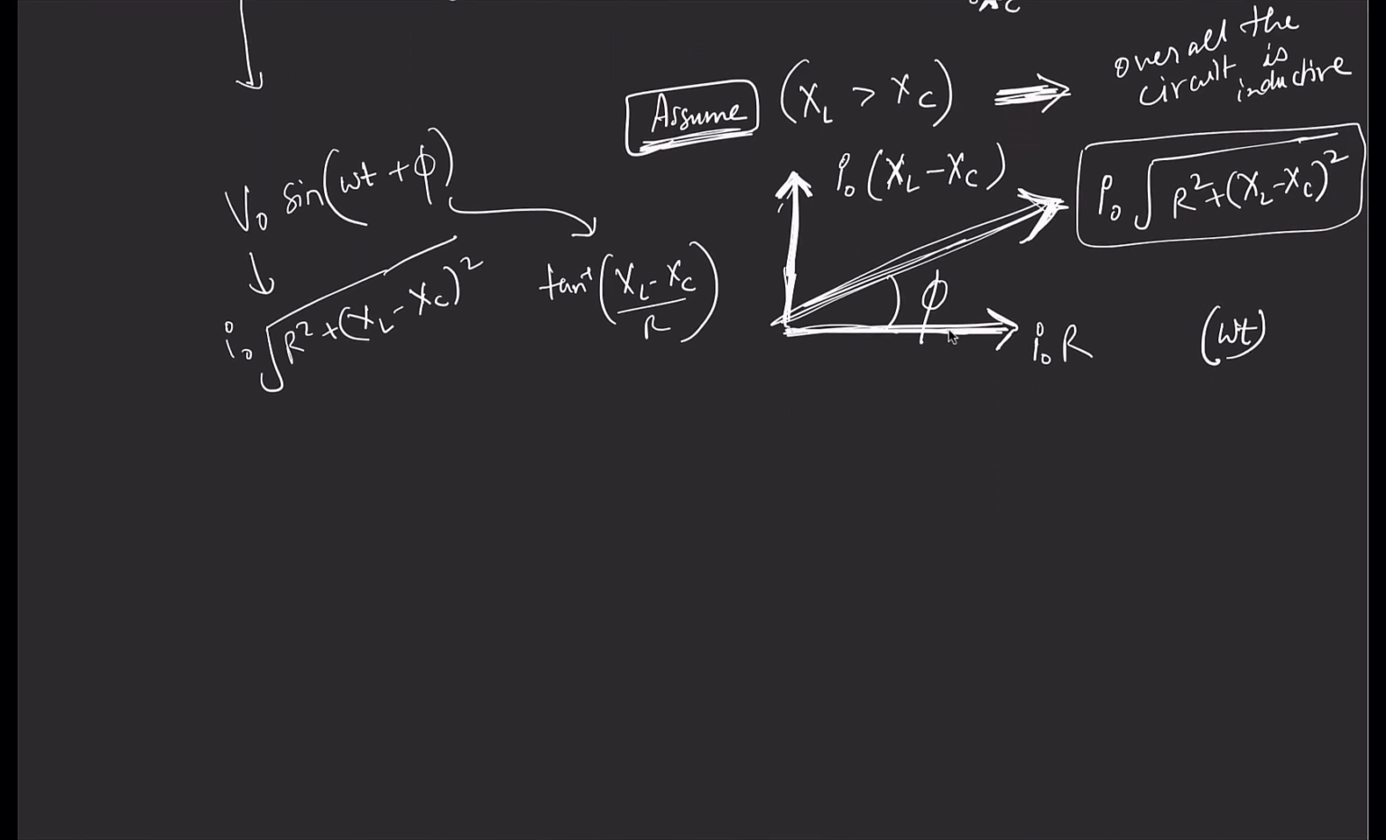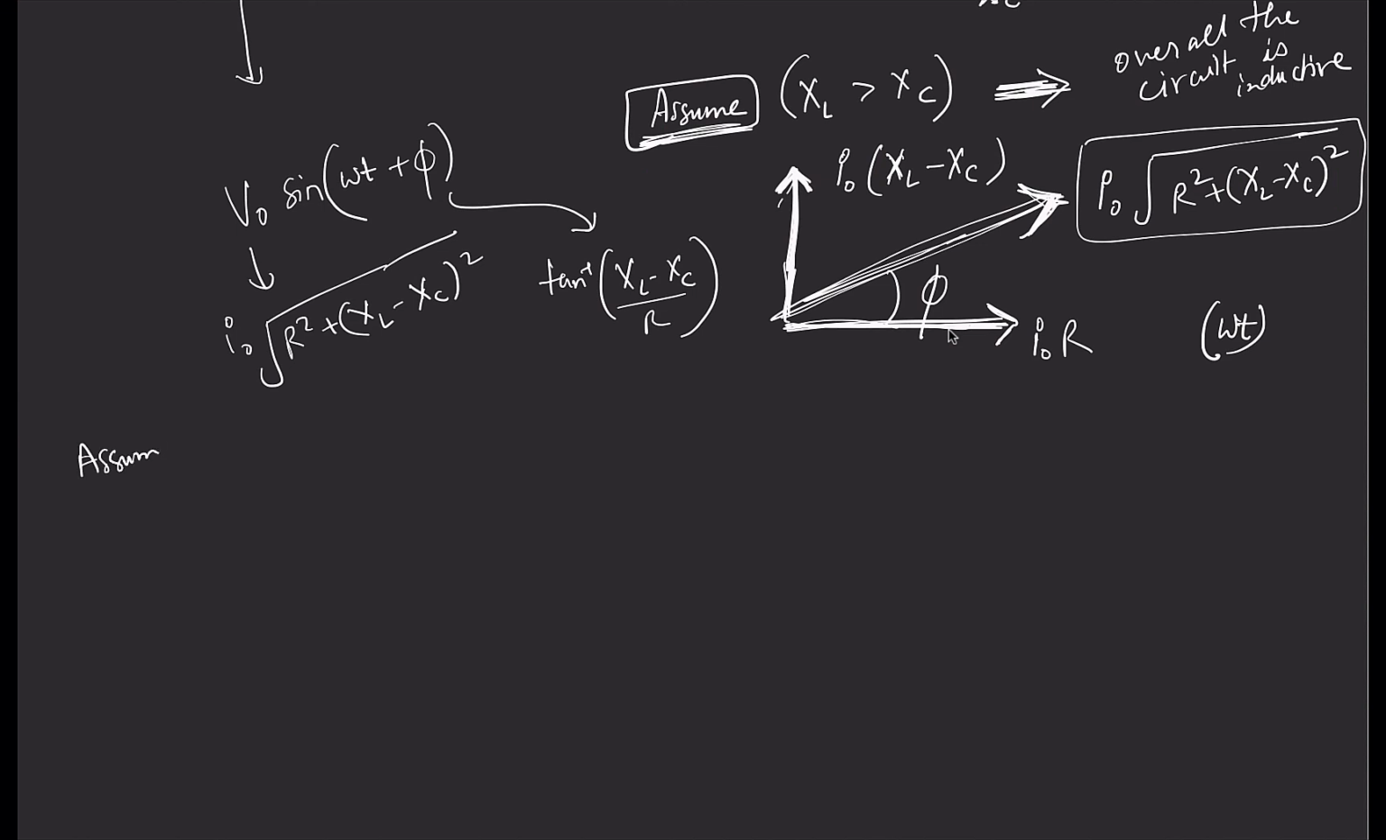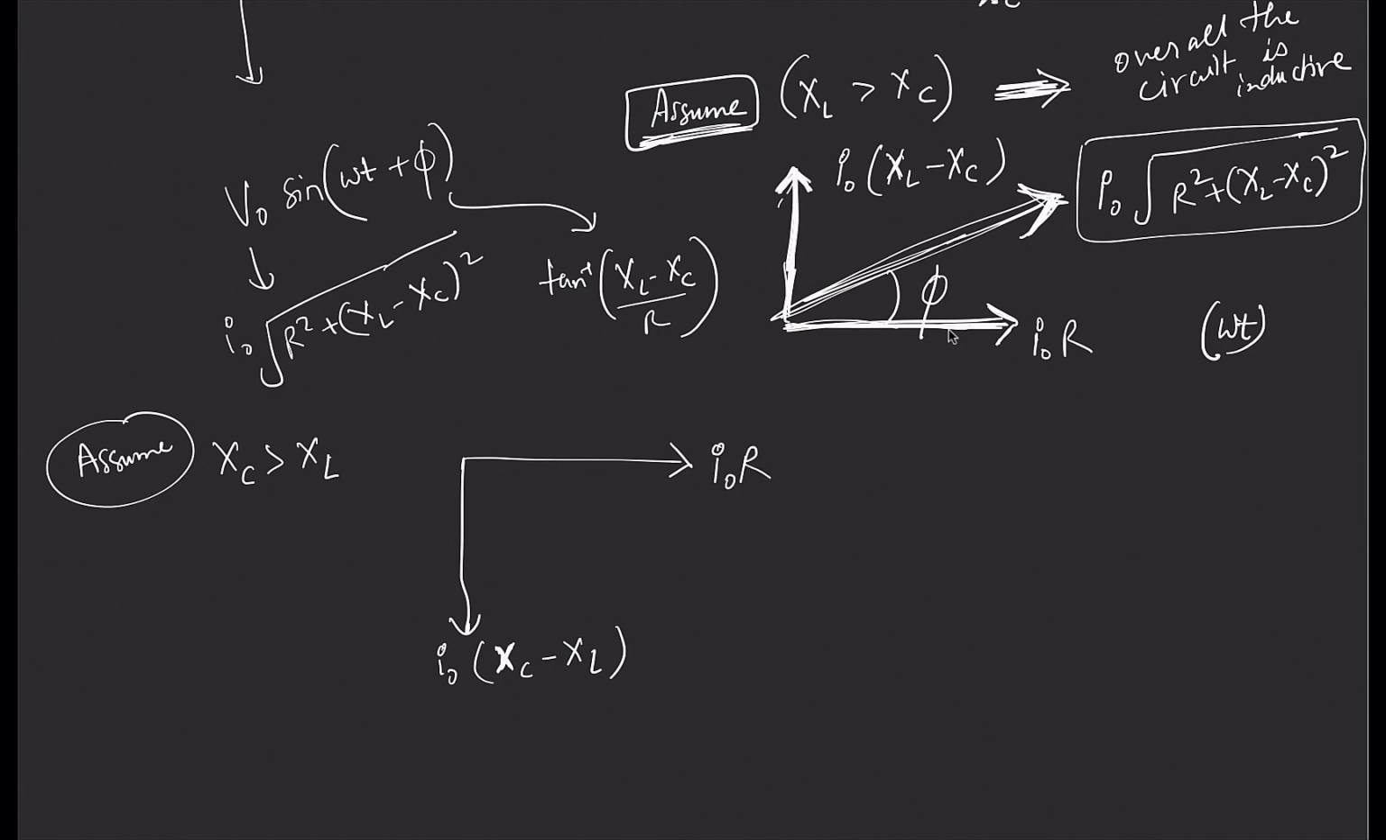So similarly, if you assume that XC was greater than XL, then the resultant diagram would become like this. This would be I naught into XC minus XL. We'll say that the net circuit is capacitive, because capacitive reactance is more than inductive reactance, and this would be I naught R. The resultant would be in this direction. This would be angle phi.